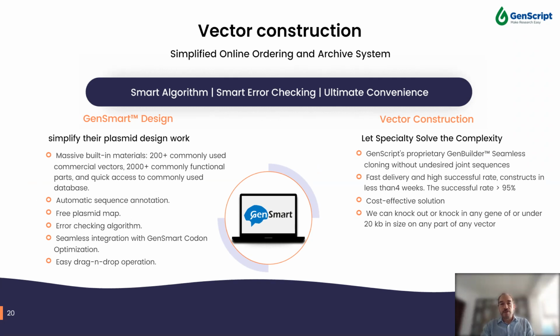Vector construction: we can construct any vector. We have over 200 commonly used plasmids that are available that you can use and customize. We have over 2,000 commonly used functional parts, and we offer quick access to commonly used databases. We perform automatic sequence annotation, free plasmid mapping, error screening algorithms, and it has an easy drag and drop interface. We basically can solve the vector construction complexity by making it very simple and easy with ordering from GenScript.